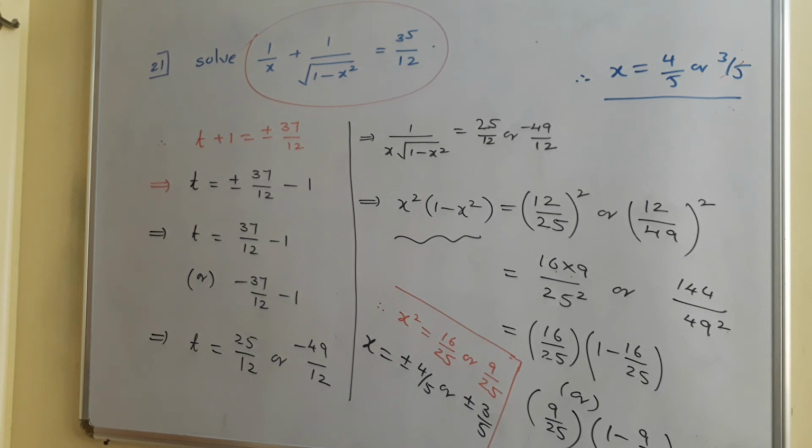When you think about the other case, whenever x square into 1 minus x square is 144 by 49 square, from there you can't get any real solutions. You may get imaginary solutions. You just try in your own way. Right? There ends the problem.